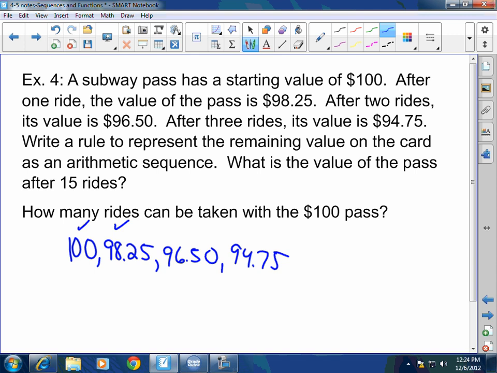So, okay, we got to find 3 essential things here. First of all, what's my n? What's the term number we're looking for? 15. What is my A1, my first initial term? 100. Now, what is the common difference? Let's do our little test. What's 98.25 minus 100?